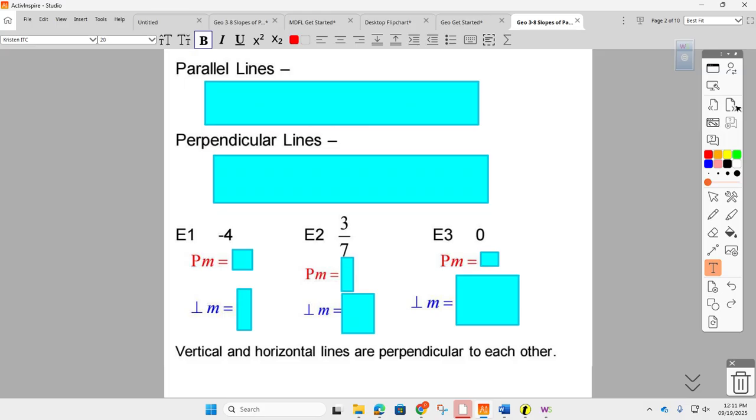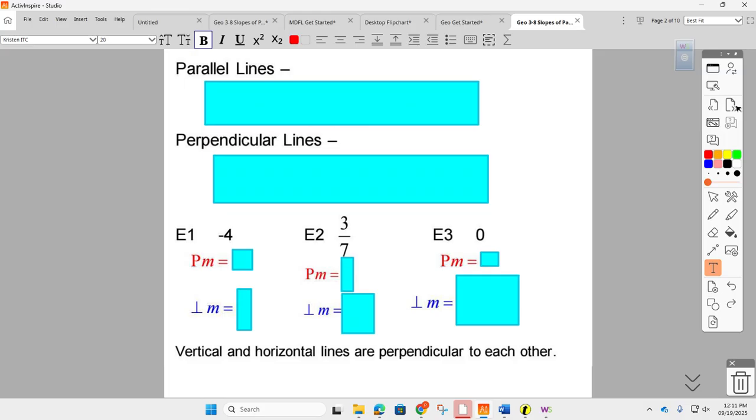Yes, because we're talking about the specific slope. Parallel lines have to have the same slope. Right? So you can have two lines with the same slope, they're parallel. Four lines with the same slope, they're all parallel, right? So that's what we're talking about.